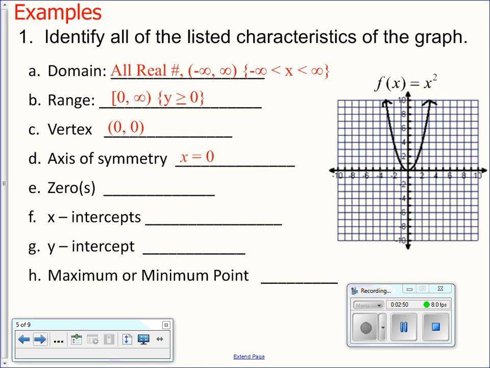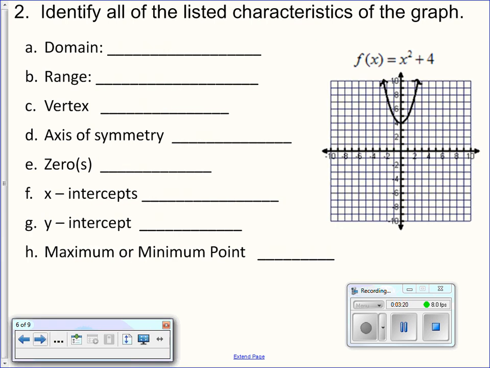Our zeros is the point where the parabola crosses the x-axis. So in this case, we only have one, so it is 0. The x-intercepts are exactly like the zeros, except we write those as an ordered pair. The y-intercept is where the parabola crosses the y-axis, and since this is a happy face, our vertex is the minimum at 0, 0.